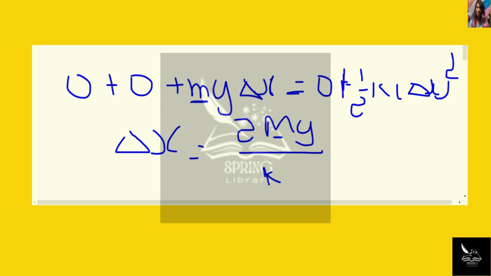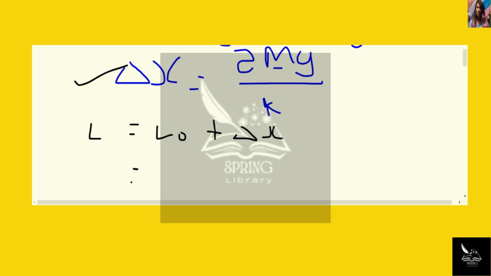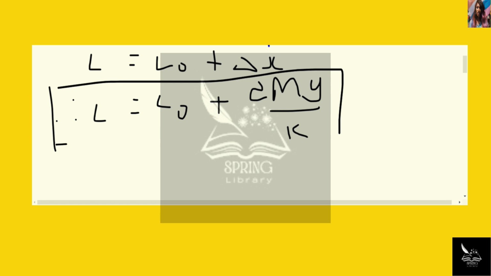Hence the length of the cord in the stretched position can be calculated as L is equal to L0 plus delta x. Now we have delta x that we will put in this equation. So L will be L0 plus 2mg over k. Let's say this equation number 5.